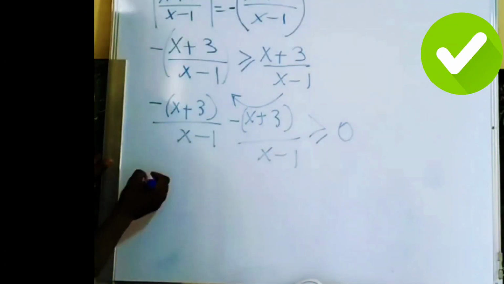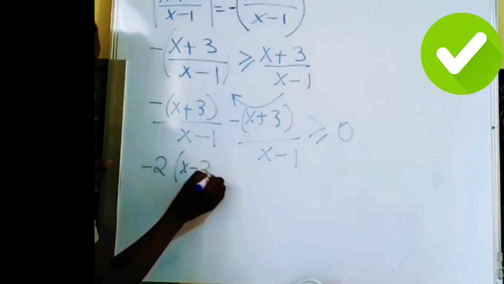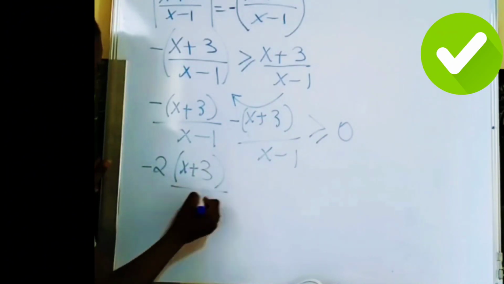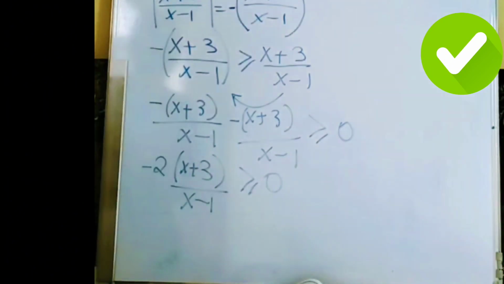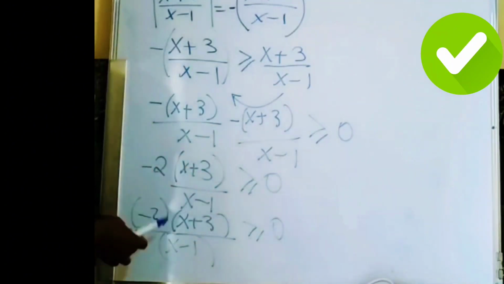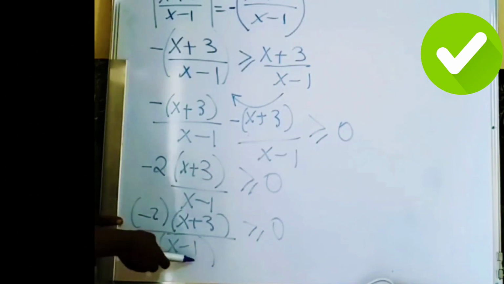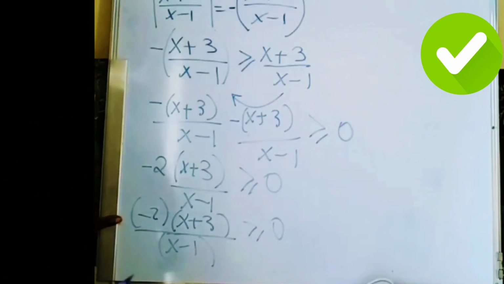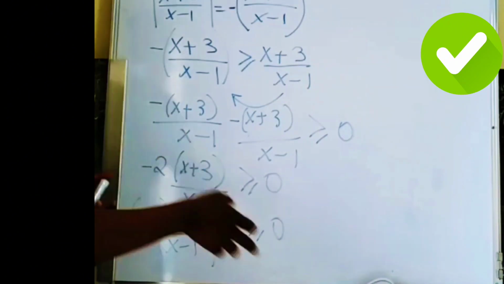What does this give us? Negative 2x plus 3 over x minus 1 greater than or equal to 0. So from here, our boundary values are negative 3 and 1. Those are the boundary values that we use to come up with possible ranges, and then verify the set of values that will satisfy this inequality.